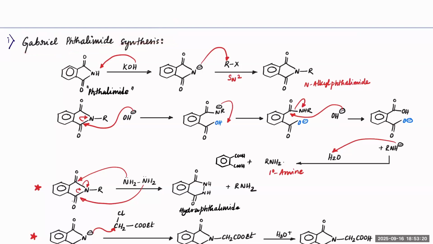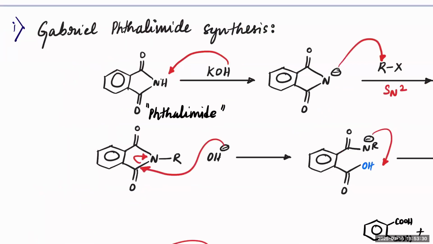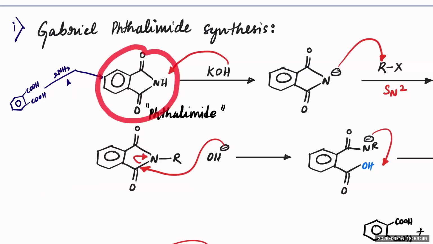How does it happen? See, this is called phthalimide. Phthalimide is something which is derived from phthalic acid, like this. We have a phthalic acid, and if you react it with ammonia and heat it very strongly, taking 2 moles of ammonia, then you will end up getting phthalimide.